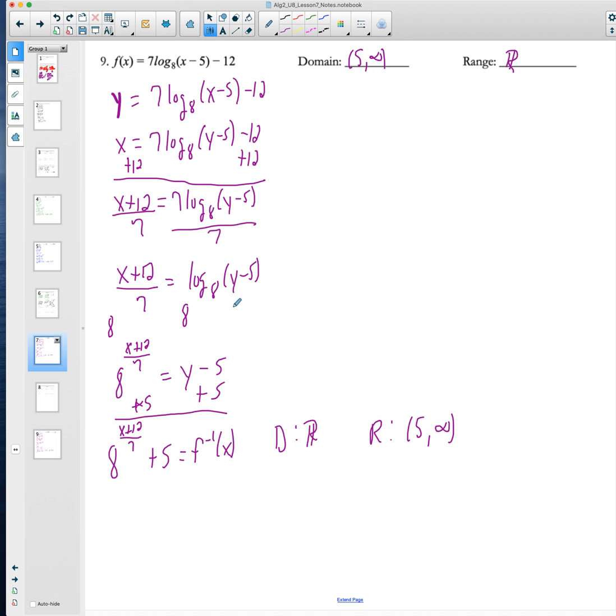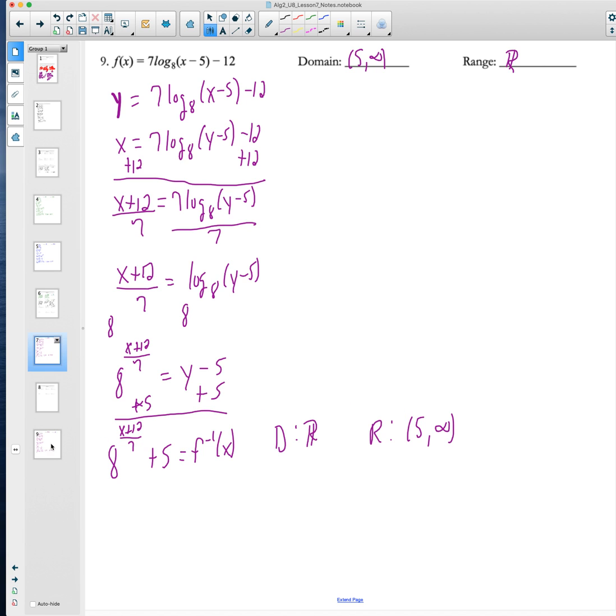So the inverse of log base 8 would be base 8. So I'm going to exponentiate both sides with base 8. That means I get 8 to the power of (x plus 12) divided by 7 equals y minus 5. Our final step then would be to add 5 to both sides. So our inverse function would be 8 to the power of (x plus 12) divided by 7, plus 5. And then the domain is all real numbers, and the range is 5 to infinity.